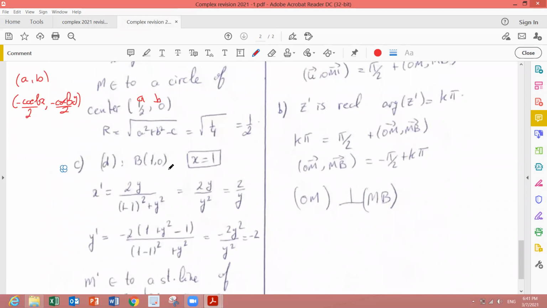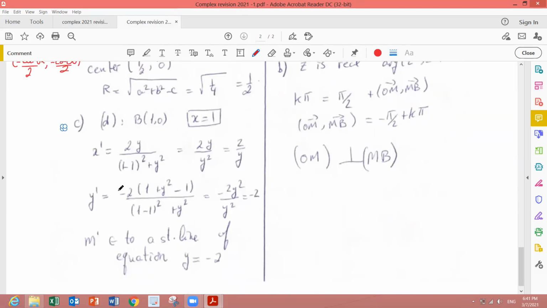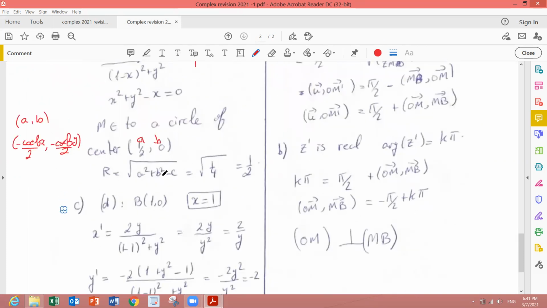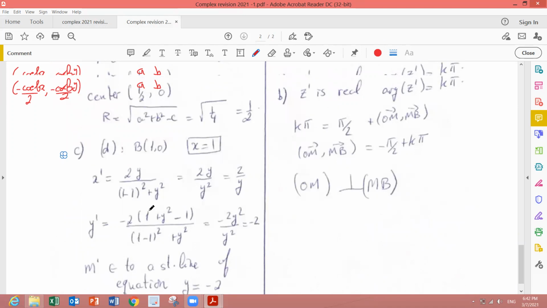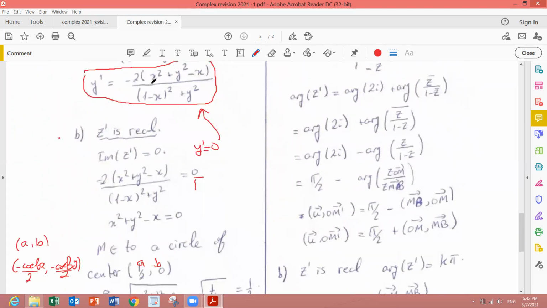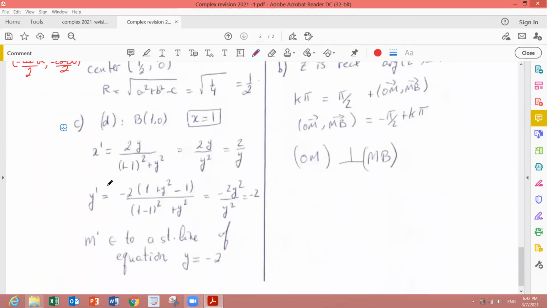So x equal 1, then x prime equals 2y over 1 minus 1 squared plus y squared, which equals 2y over y squared, equal 2 over y. Y prime is equal minus 2 times 1 squared plus y squared minus 1, over 1 minus 1 squared plus y squared. This is y prime here, we replace x by 1. We get minus 2y squared over y squared equal minus 2.